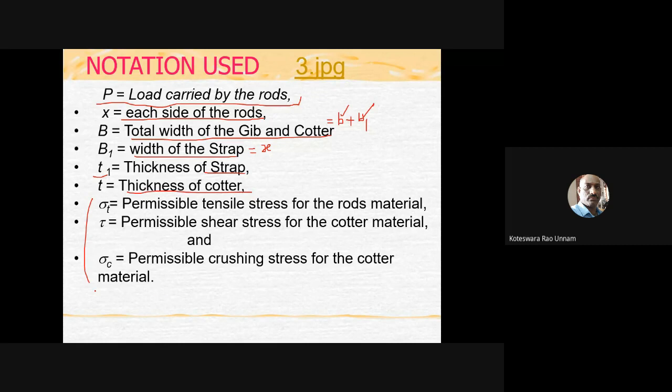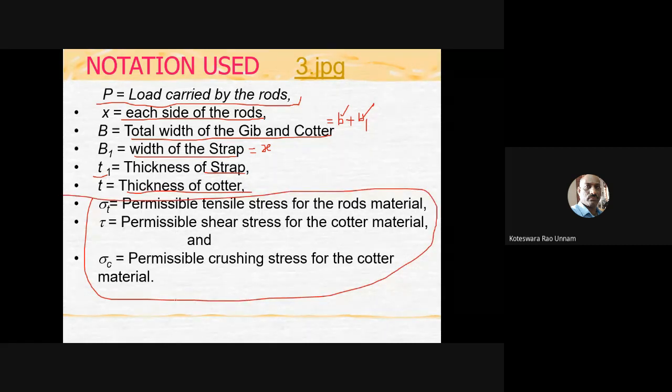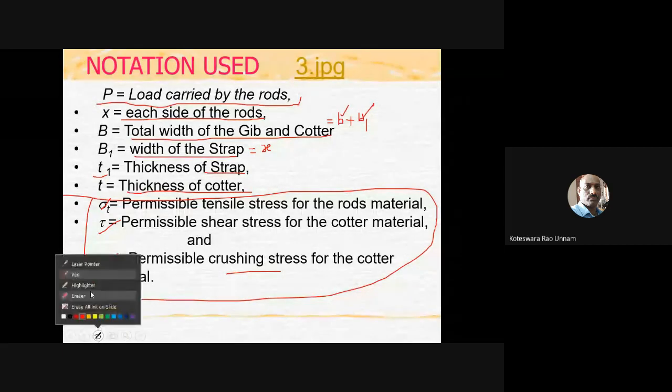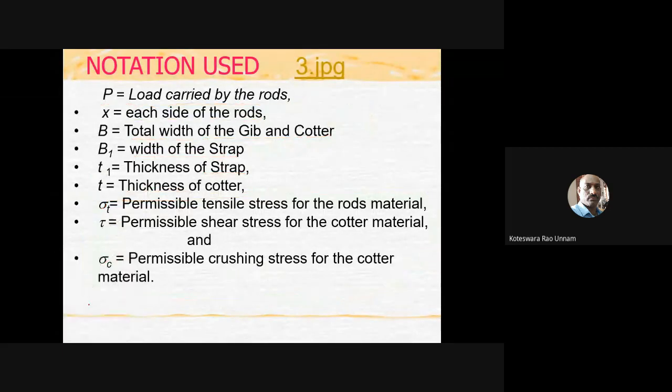Then these are the three permissible stresses in the rod, cotter and, if you use it, the jib. These are the three permissible stress values we need to consider for finding the allowable stress value. Sigma T is the permissible tensile stress, tau is the permissible shear stress, and sigma C is the permissible crushing or bearing stress. Now first we'll find out what X is. That X can be found based on the tensile failure of this rod.